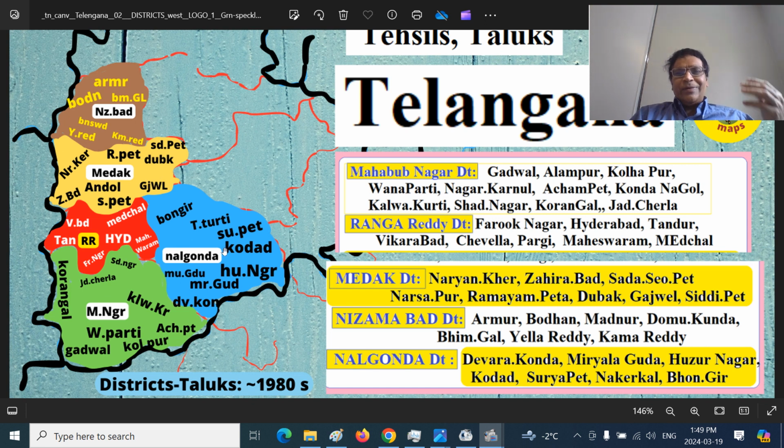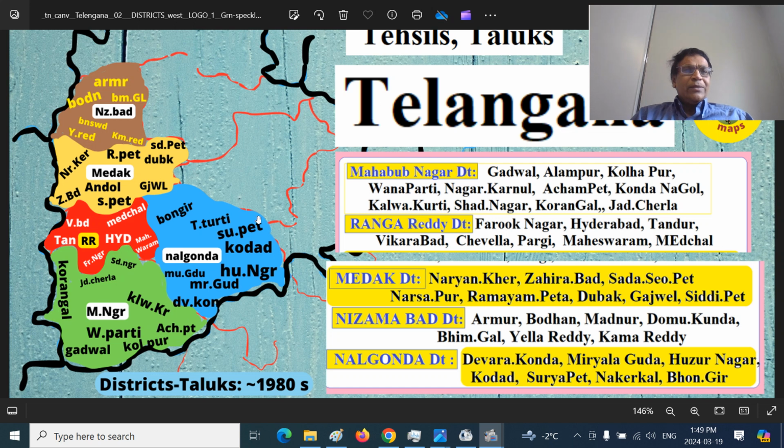So that is the eastern part of Telangana Plateau, Golconda Plateau. That is the Nalgonda district here. Nalgonda district: Devarkonda, Miryalaguda, Huzurnagar, Kodad, Suryapet, Nakrekal and Bhongir. Nakrekal will be somewhere here.